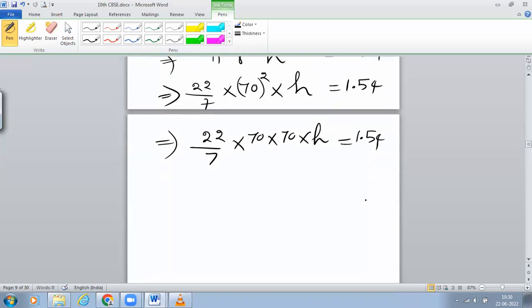Now we have to find the value of h. H is unknown. Now this h alone you have to keep at the left hand side, and all the remaining numbers you have to take to the opposite side, that is to the right hand side.